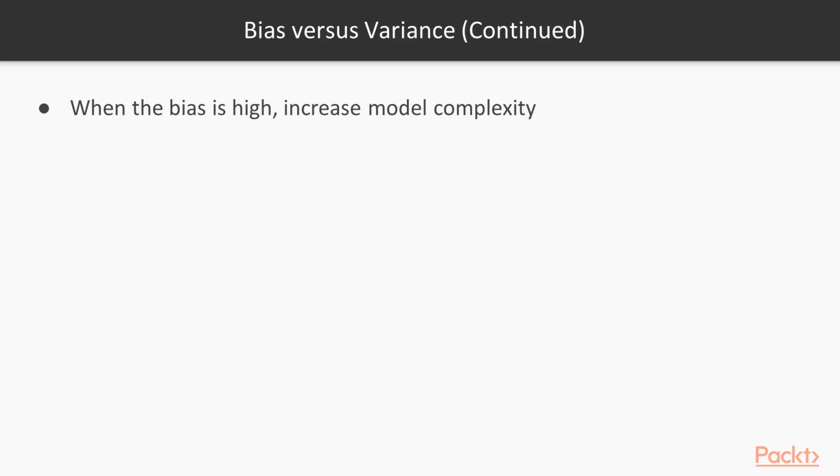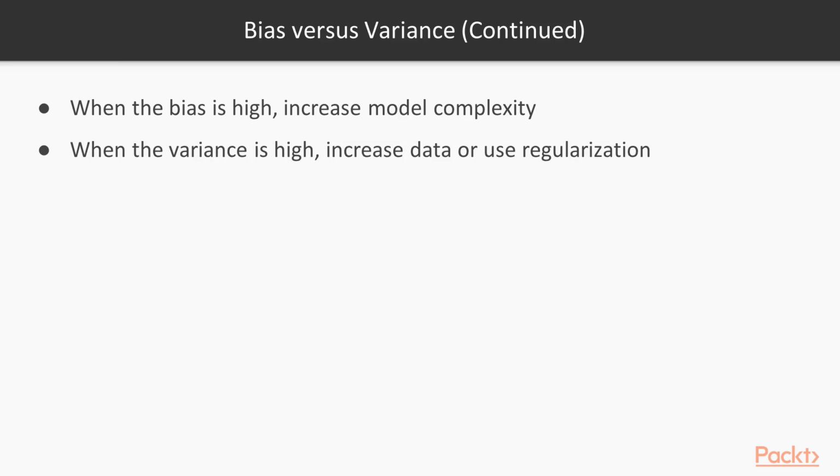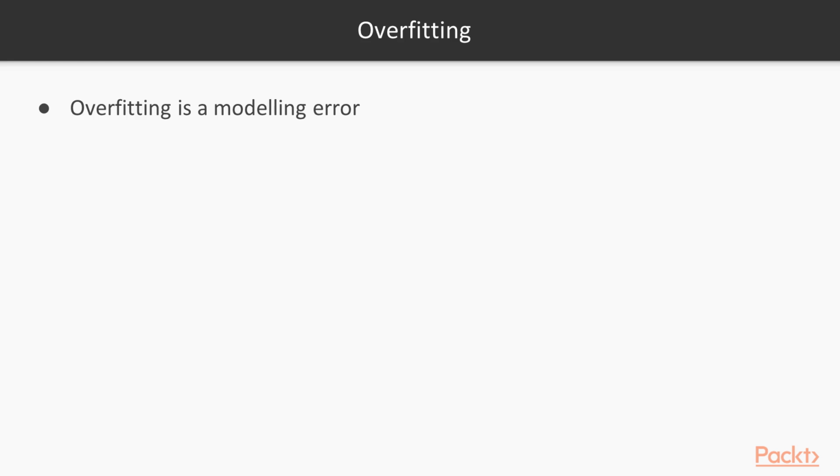A good way to approach the bias-variance trade-off is that when the bias is high, we can increase the model complexity by introducing more layers with a large number of neurons. When the variance is high, we can increase the data or use regularization. We will cover regularization in the following videos. The high variance problem is also called overfitting.